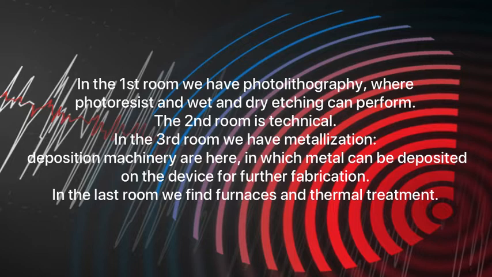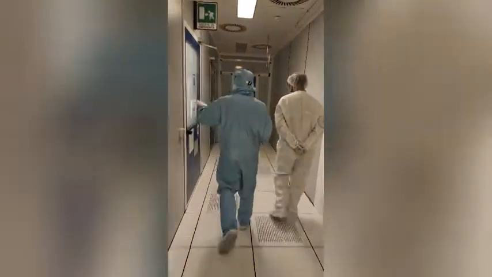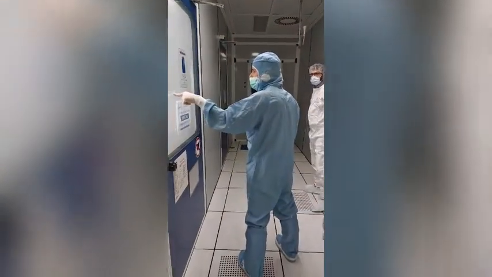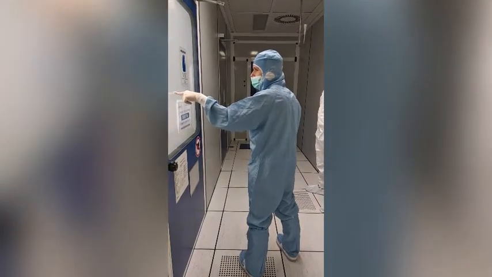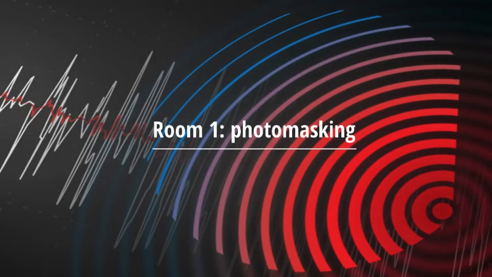These laboratories are spread by the fabrication steps. Here we have photoresist and photolithography, and wet and dry etching. We have metallization, metal deposition, and we have furnaces and thermal treatment. We have a photo masking laboratory.